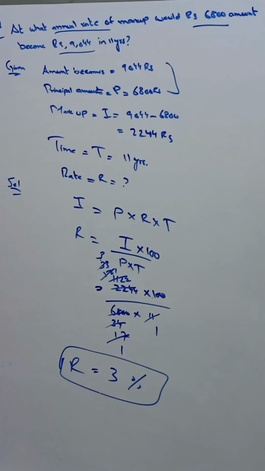Alright, I hope it's clear. It's a very simple and very easy question. We have to find annual rate of markup, but we don't have markup here. So first we find markup. Markup means first we find interest, then we go towards annual rate. And always remember that rate is always measured in percentage. That's the main point.